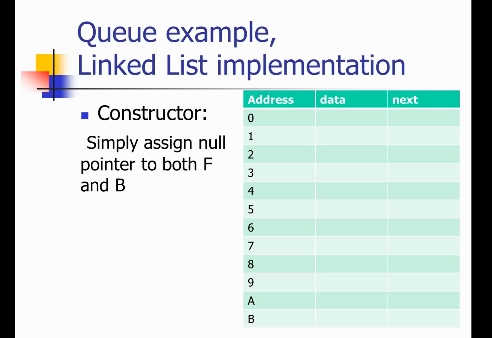So if we take a look at the memory space operations and try to see what's happening over here, all we need to do is, first of all, for the constructor, set front and back equal to null.